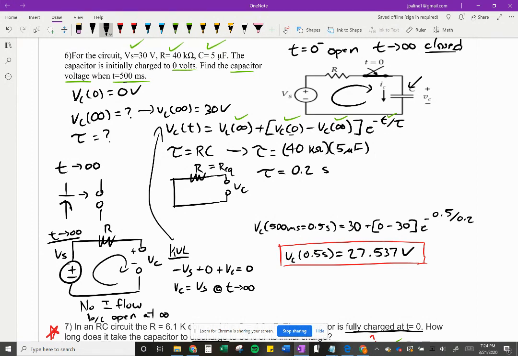Okay, so then we have all the pieces of information we need. We can just take all that and plug it in here. And 500 milliseconds is the same thing as saying 0.5 seconds. And that's all we need to do for the charging and discharging equation. Let's write that out right there.